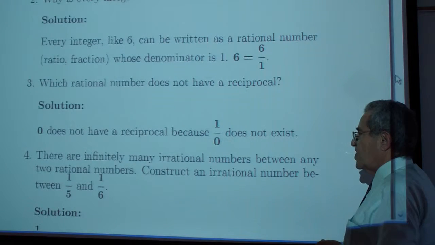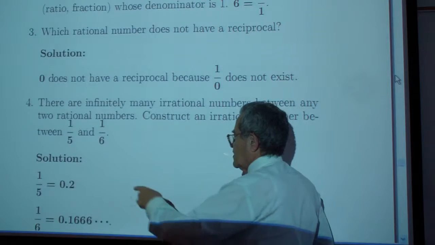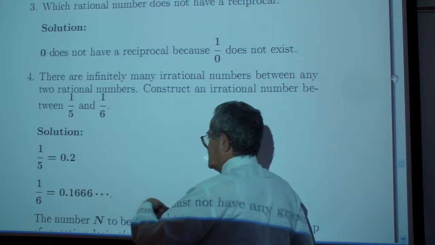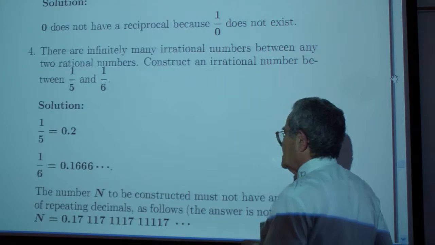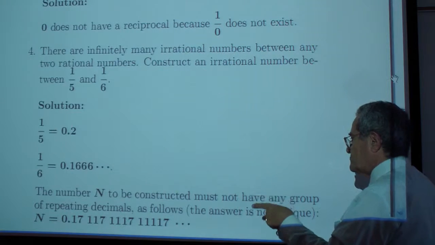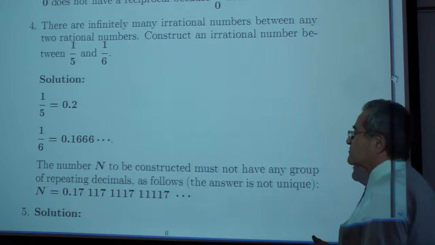Construct an irrational number between 1 over 5 and 1 over 6. 1 over 5 is 0.2, 1 over 6 is 0.1666, and so on. The number n to be constructed must not have any group of repeating decimals, as follows. The answer is not unique.